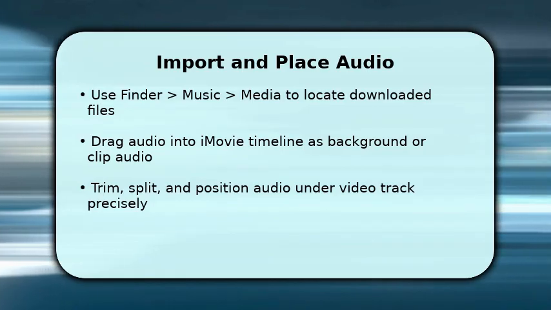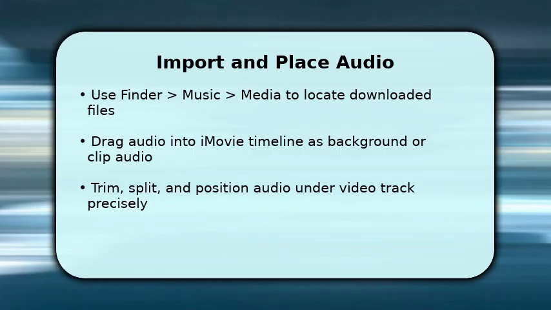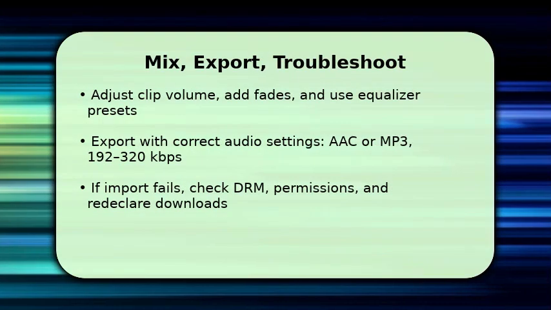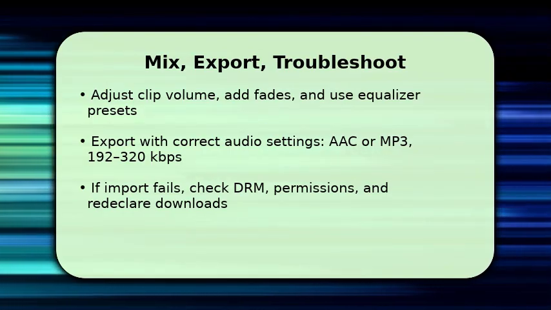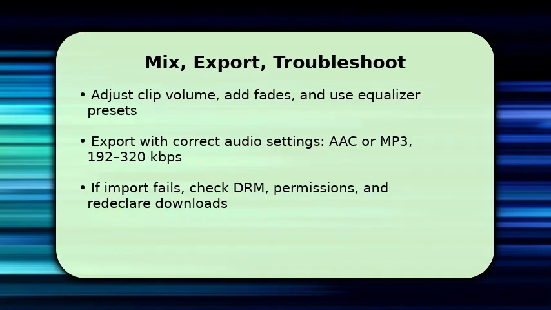Make precise edits by trimming ends, splitting at cut points, and nudging the audio to match action. This ensures beats align with cuts and dialogue remains clear. Finish by mixing levels. Lower music under dialogue, add fades for smooth transitions, and apply iMovie's EQ or fades to prevent clipping. When you export, choose appropriate audio encoding. AAC or MP3 at 192 to 320 kbps usually works well for uploads.